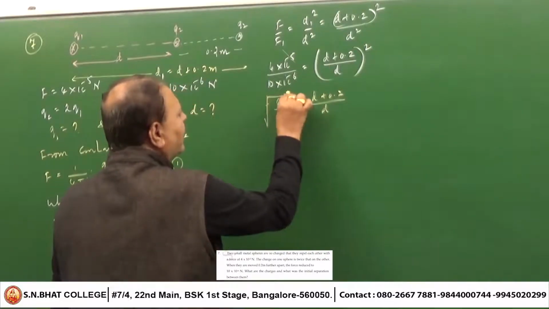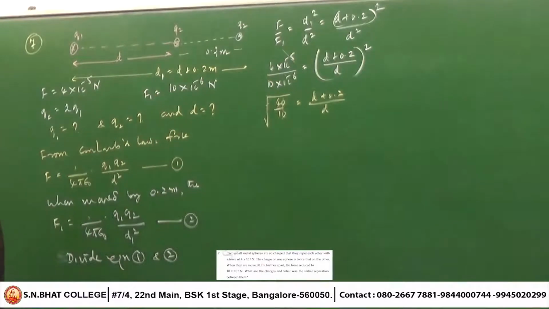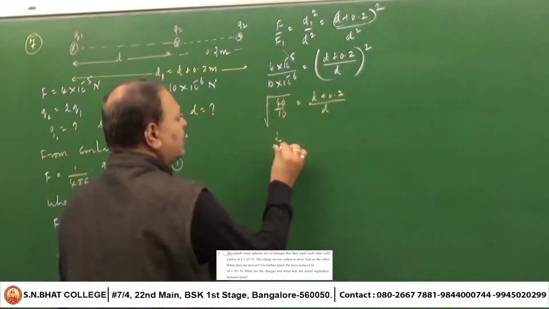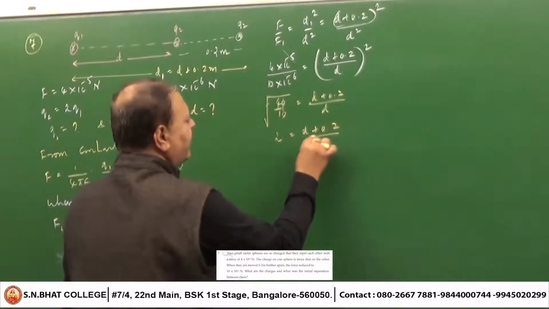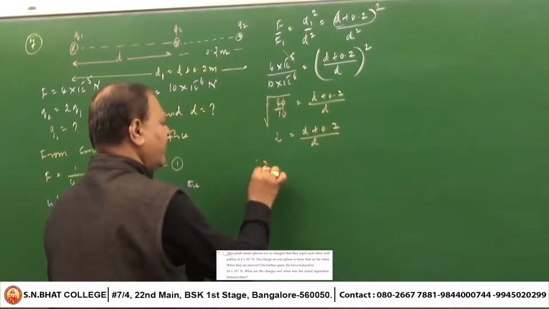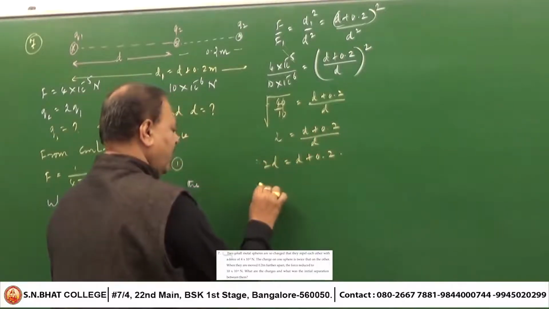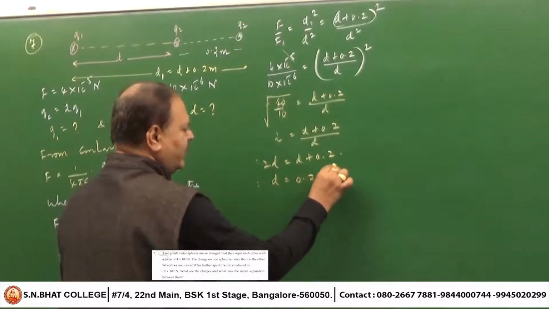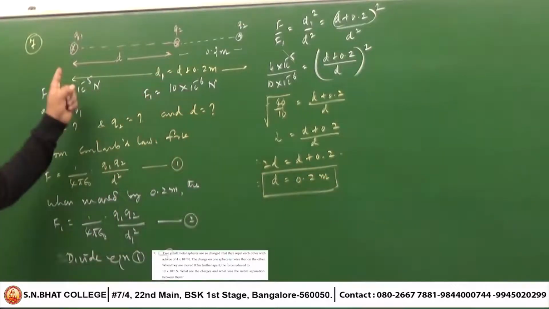So, you take the root of that. The square is cancelled. And therefore, what is the root of 4? It is 2. So 2 is equal to D plus 0.2 divided by D. Therefore, 2D is equal to D plus 0.2, and 2D minus D is equal to D. That's equal to 0.2 meters. Okay, this is the initial separation. That's equal to 0.2 meter.